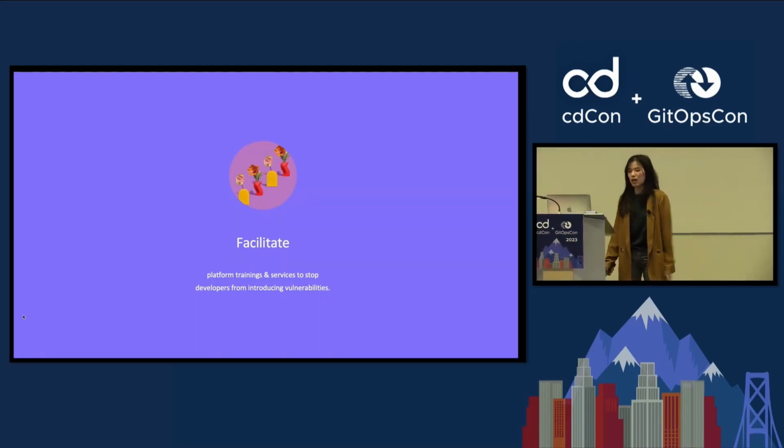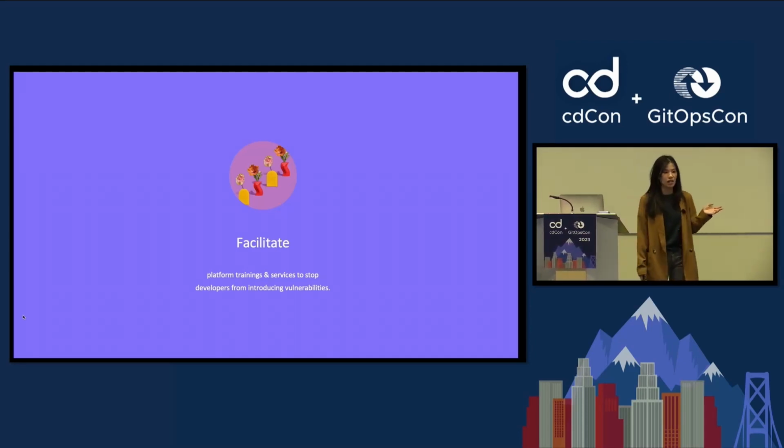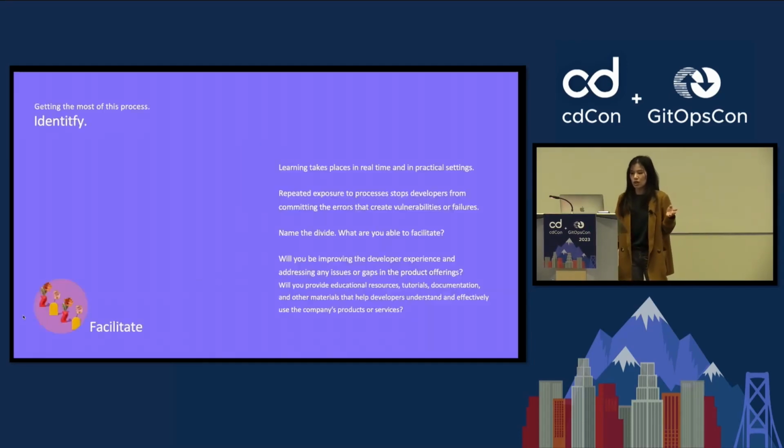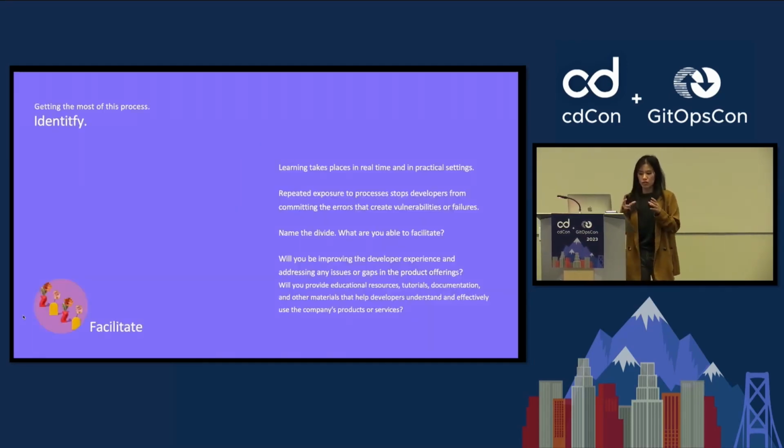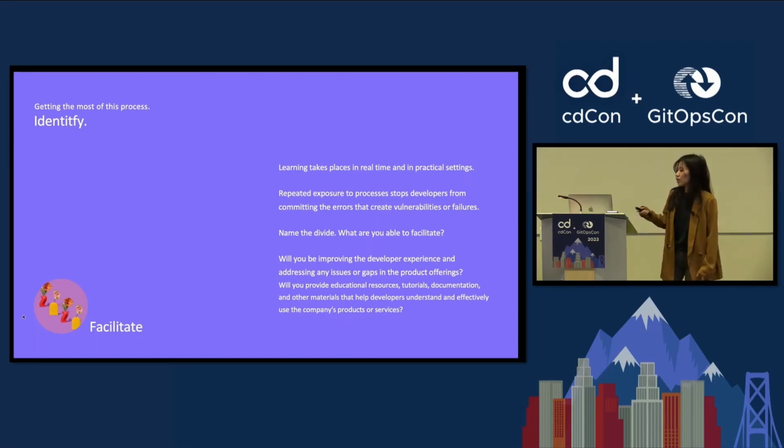Facilitate this activity is all about creating and providing platform trainings and services that help developers learn the practices and tools that align most with your organization. So this is the idea that repeated exposure in practical settings to the right processes will help you commit fewer errors that may introduce vulnerabilities or failures in your code in the first place.